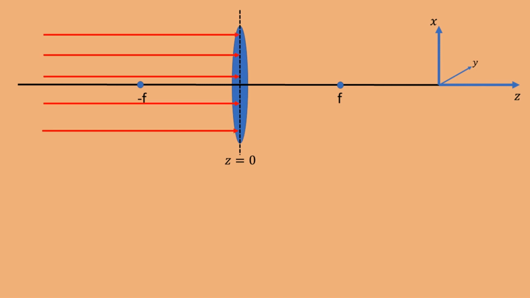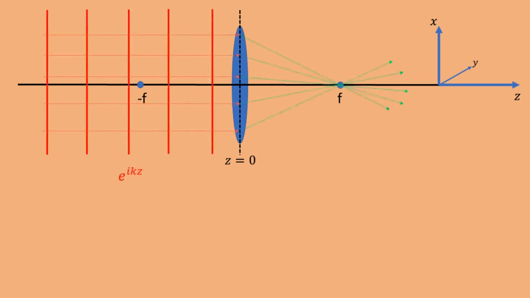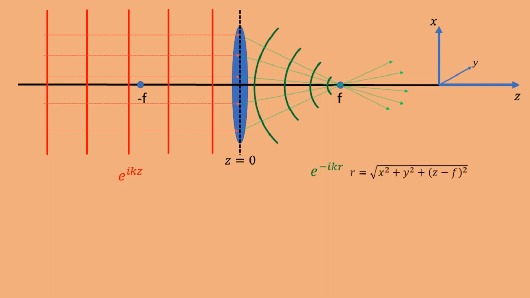We know that rays parallel to the optical axis converge in the back focal point. So in terms of waves, this means that a plane wave propagating along the optical axis is converted into a spherical wave that converges in the back focal point. A plane wave propagating in the positive z direction is described by e^{ikz}. A spherical wave converging in the back focal point (0,0,f) is described by e^{-ikr}, where r is the distance to the focal point.